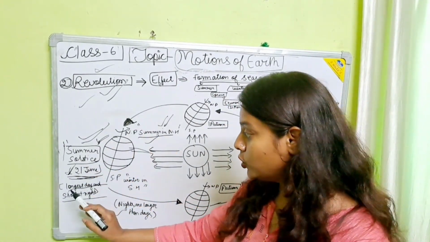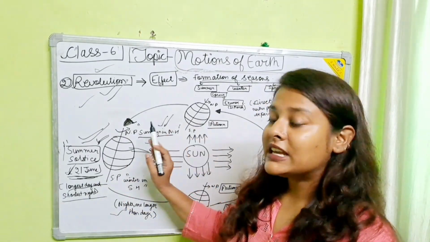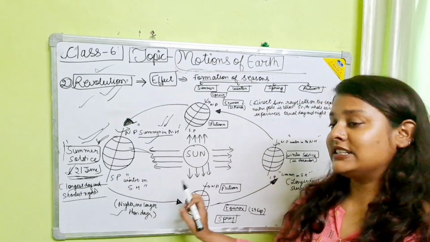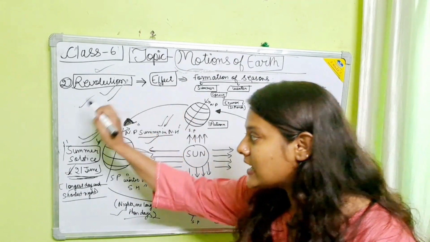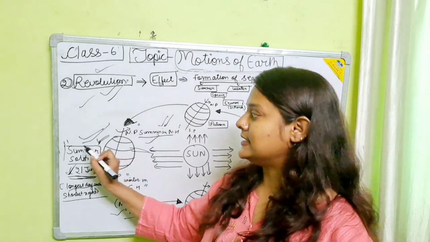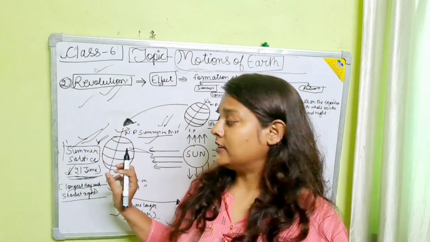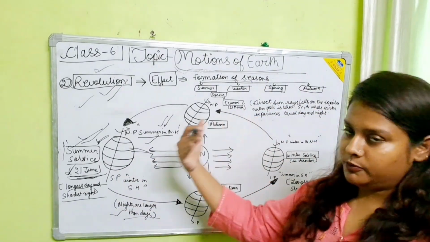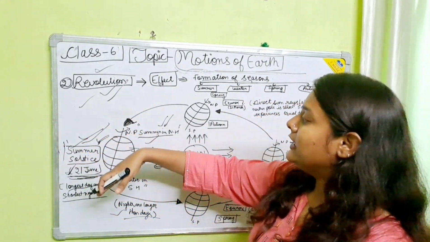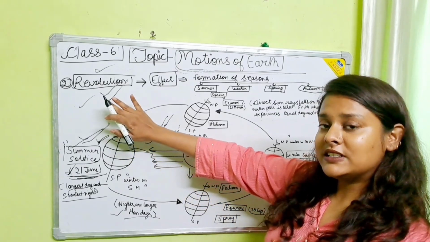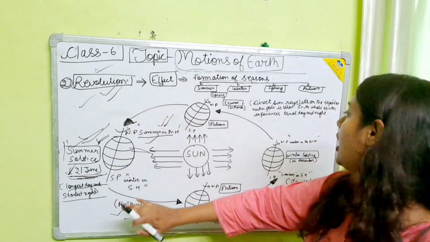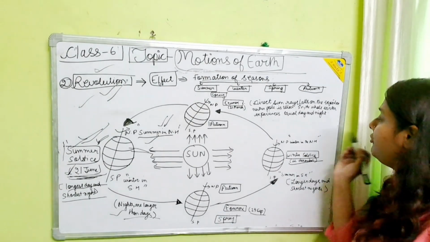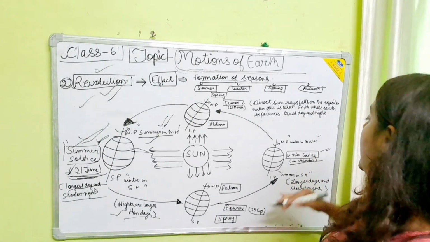On 21st June, in the northern hemisphere, they experience the longest day and shortest night, and in the southern hemisphere, nights are longer than days. This condition of the Earth is regarded as the summer solstice, which occurs on 21st June. Now, it is clear that when the northern hemisphere is experiencing summer, there is winter in the southern hemisphere. Now, when we see this image, it is taken from 22nd of December, winter solstice.